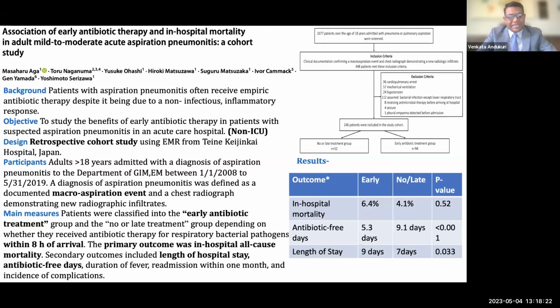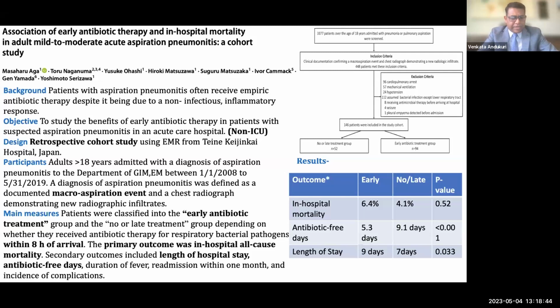But they routinely see that these patients actually become sick and they get a pneumonia eventually. So that is something that was noted here too. So the key word is early antibiotic or not. So wait and watch is what we're trying to do here.